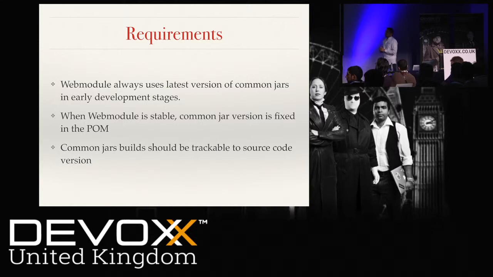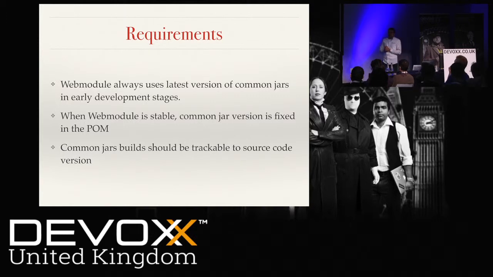The second requirement is that after a certain time, when the web module has reached a certain stability, they don't want to pick the latest version of the common jar automatically. They want to make a conscious decision when to pick the new version of the common jar that has been released. Because the change that would have been done to the common jar could have been for another web module, in which case the stable web module wouldn't be interested in that change, at least straight away.